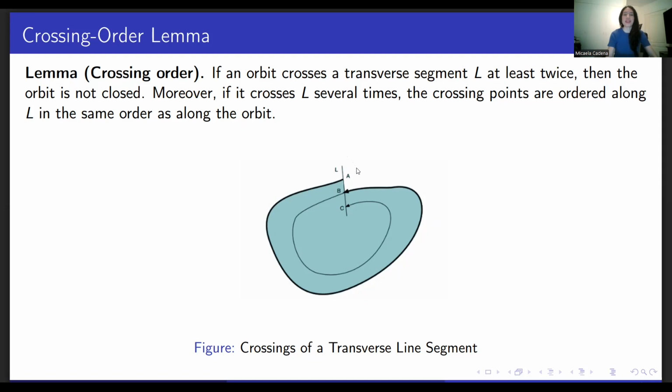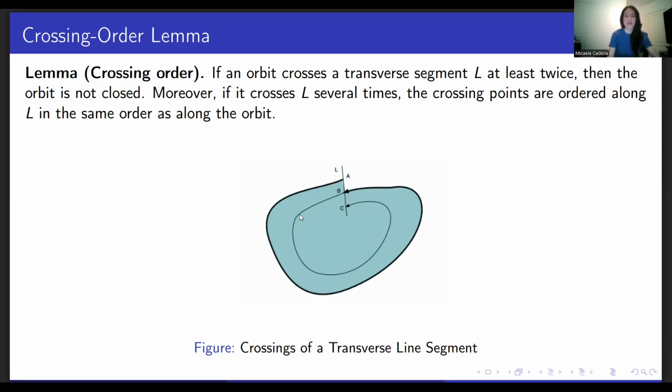The proof of this lemma is easily followed by looking at this image. Here, we will consider this trajectory to be the orbit, and we will consider this segment to be our transverse segment, which is called L. So now the orbit will cross the segment through the point A, and it will do it a second time through the point B. Now, one alternative would be that B is equal to A, but in that case, the orbit would be already closed.